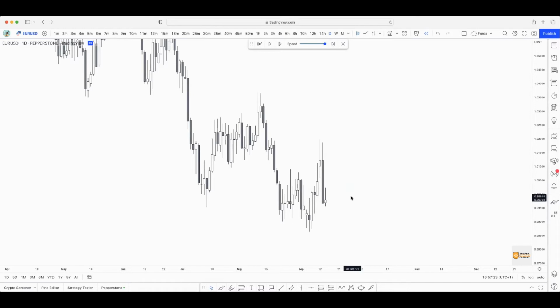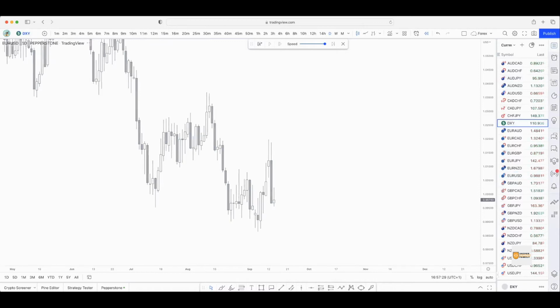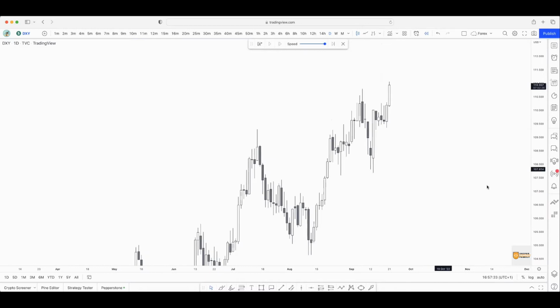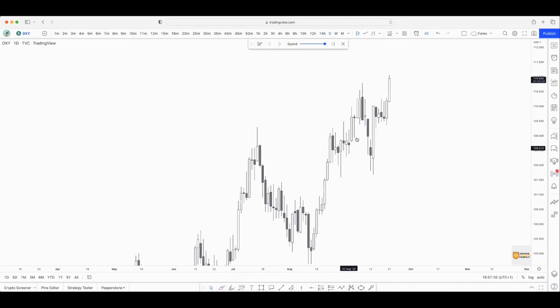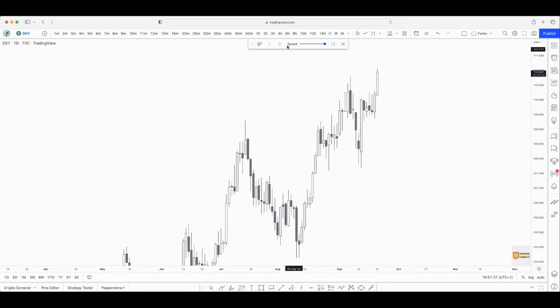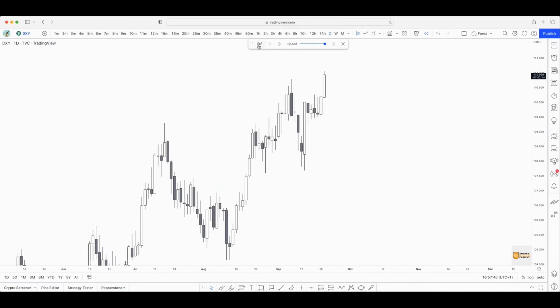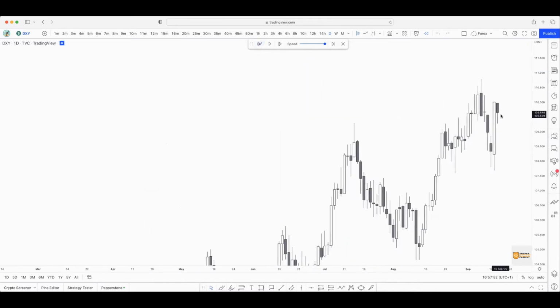I got the trade idea from the dollar index. I got this trade idea from the dollar index, and this was what I was seeing on the dollar index that made me look for long opportunities on Euro USD. So September 14, right? That was this candle, this bearish candle.